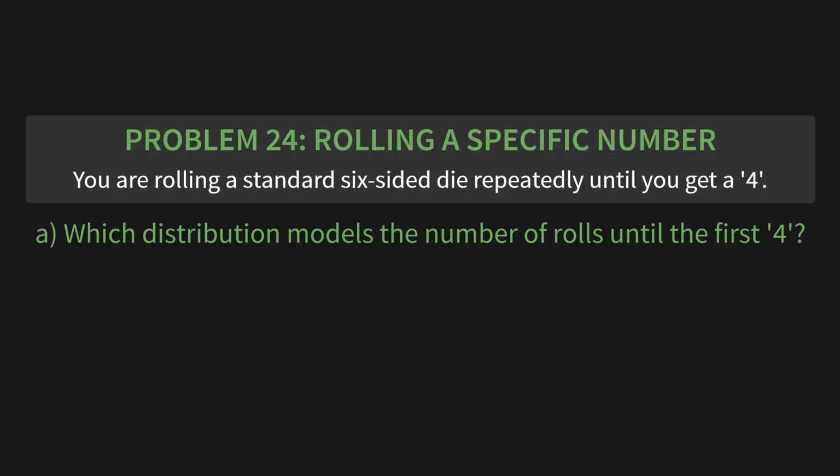You are rolling a standard 6-sided die repeatedly until you get a 4. Part A. Which distribution models the number of rolls until the first 4? Notice we're not counting total successes here. We're waiting for the first one.